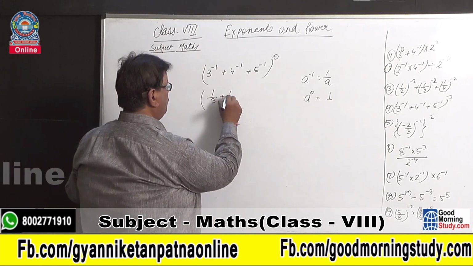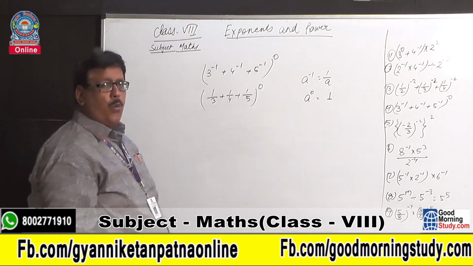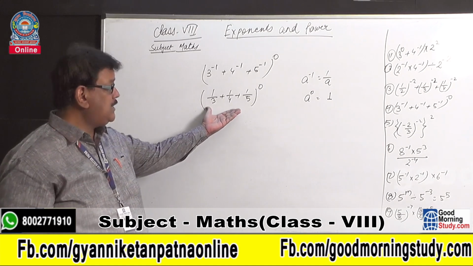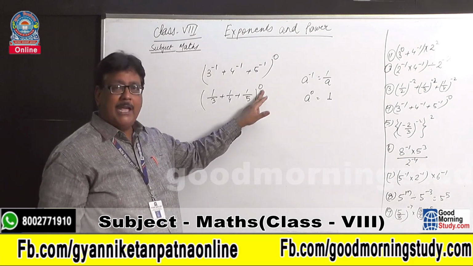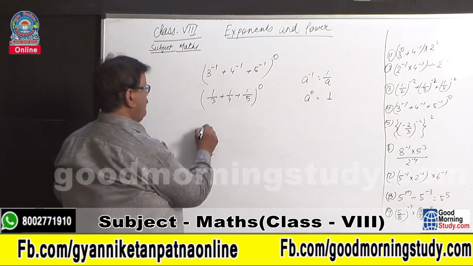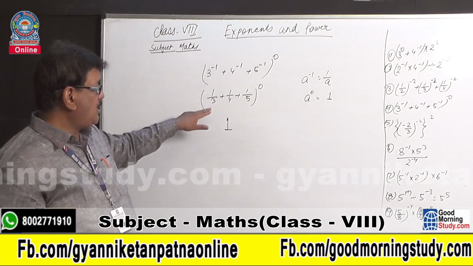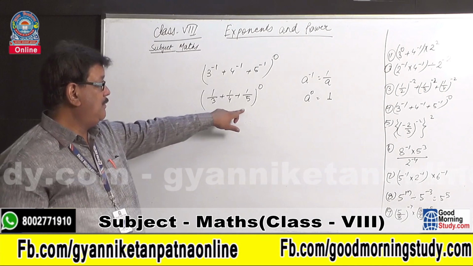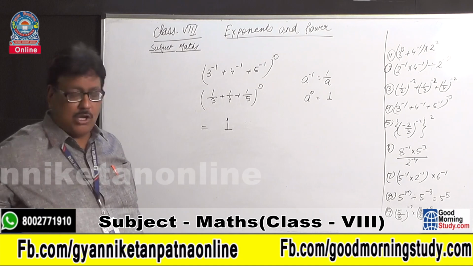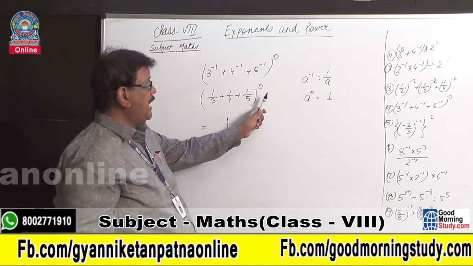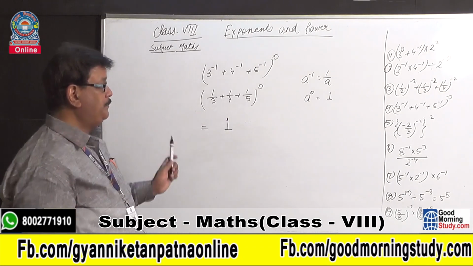1 by 3 plus 1 by 4 plus 1 by 5 whole raised to the power 0. Whatever the result will come, the ultimate power will be 0. So our answer will be 1. There is no need to solve this bracket number, because we know that any number having the power 0 will be equal to 1. So this is a very important question.